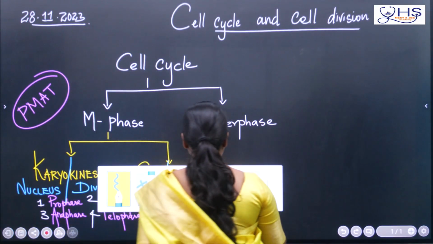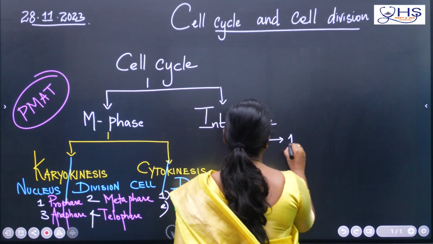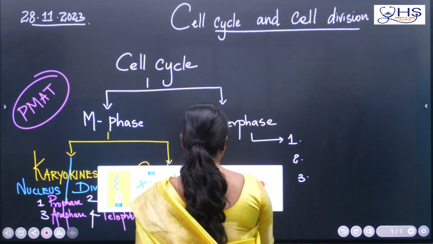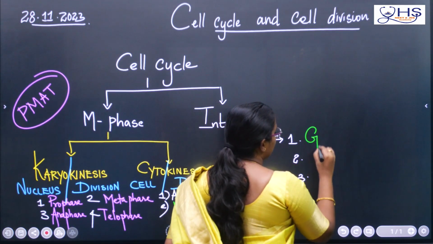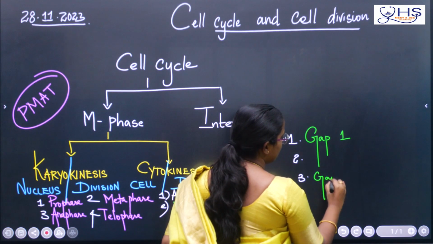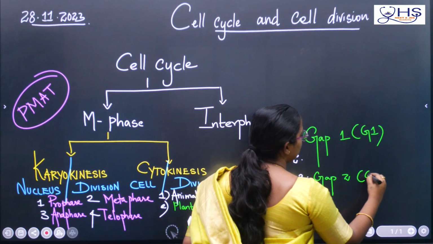Next, we will see about interphase. Interphase is divided into 3 subphases. What are the 3 subphases? Yes, G is called gap. So gap 1 and gap 2. We can call them G1 and G2.